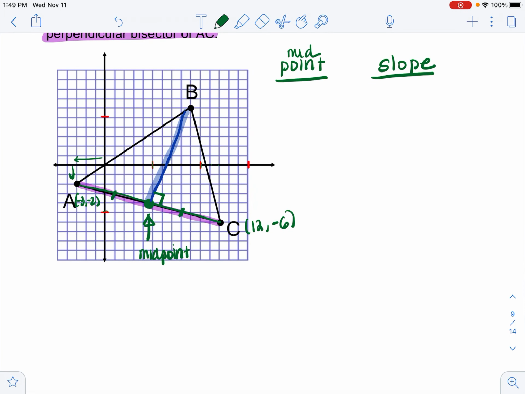All right, so I need to find my midpoint. Remember what you're going to do here. You're going to take your x values and add them: -3 plus 12, and divide it by 2. Then you're going to do the same thing with your y values: -2 plus -6, divided by 2.